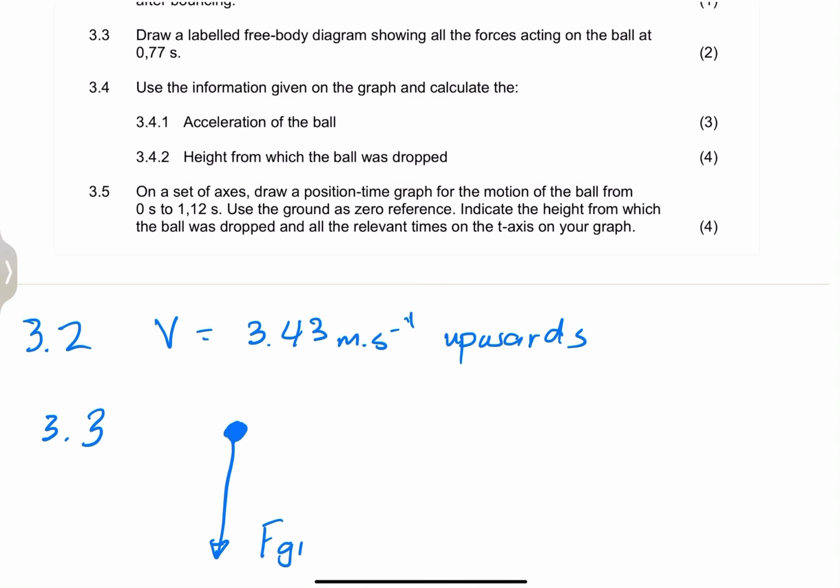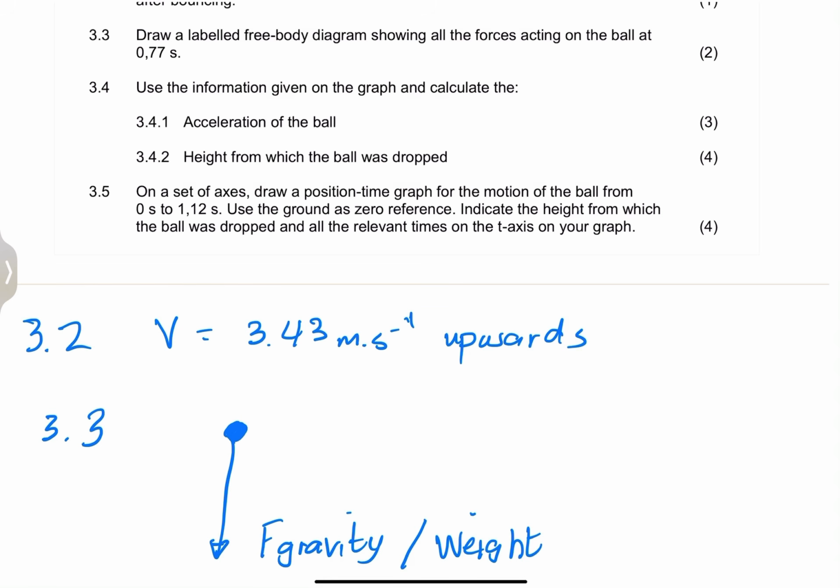So that's going to be the force of gravity, or you can say the weight of the object. All right, so that is by definition what we mean when we talk about projectile motion, right? They say use the information on the graph, and calculate the acceleration of the ball.